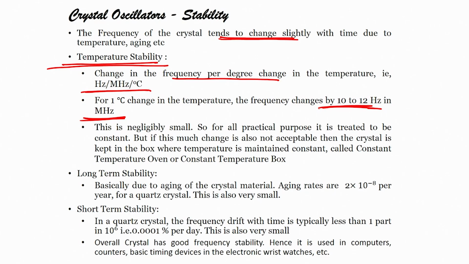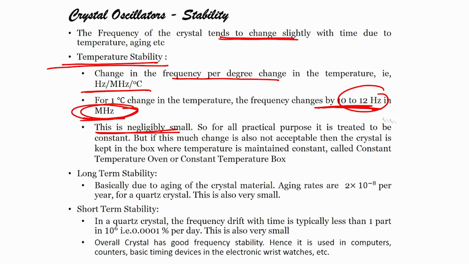For 1 degree we have to understand that the change is by 10 to 12 hertz. This is negligibly small. Why? Because we are talking about megahertz. In megahertz, if I have a 10 to 12 hertz change, it is very less, because 1 megahertz is 1, 2, 3, 4, 5, 6, right, 1 megahertz. Now, the frequency change I am talking about is only in this last value, right. So, this will be very less, about 0.01% or 0.1%, right. So, very less.